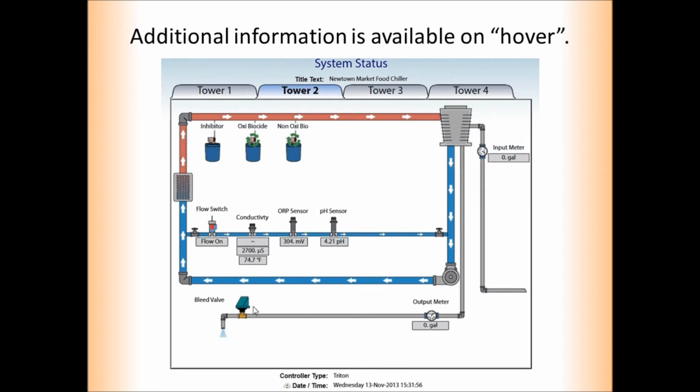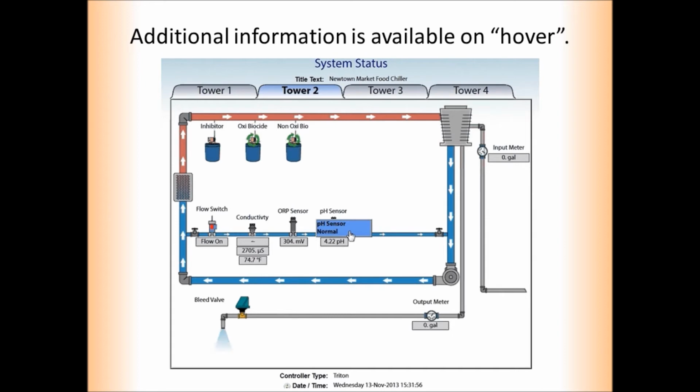If you need further information about a device, simply hover the cursor over its icon and additional information is available. You can see that the bleed valve has been on for 135 minutes, that the pH sensor's current status is normal, and going up to the oxidizing biocide pump, we can see its control mode and that it's been on for less than 1 minute. This is a very handy way to dig into a secondary level of information without cluttering up the initial display.